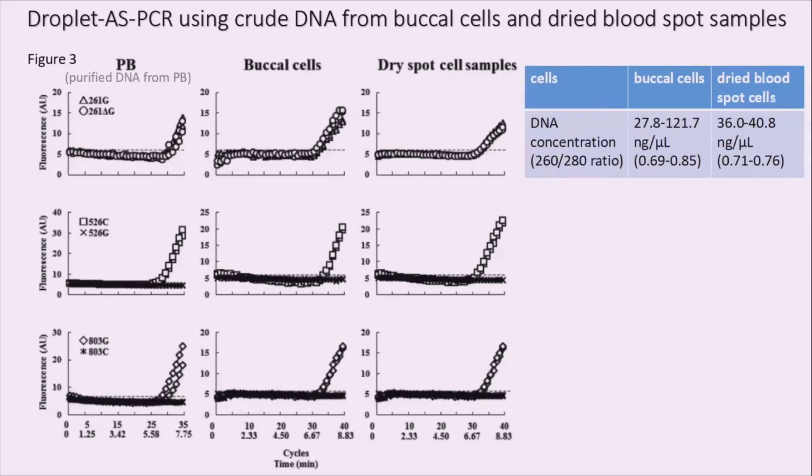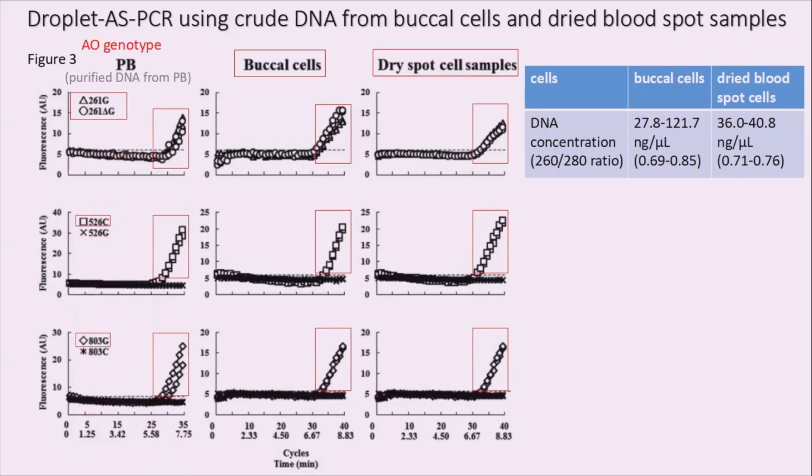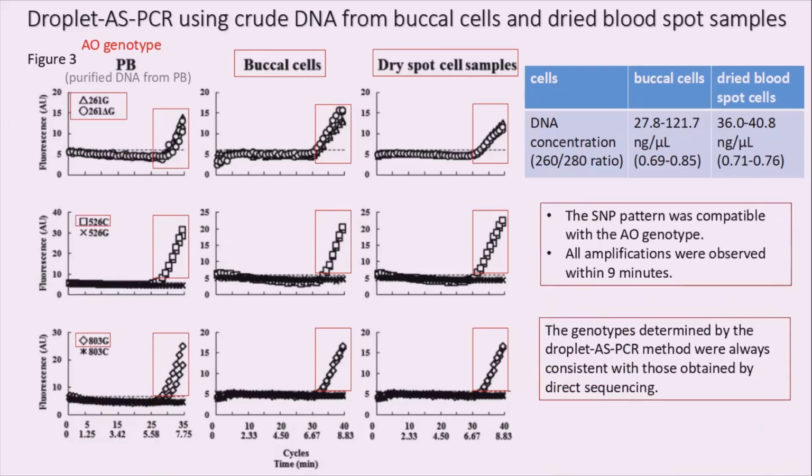A representative experiment with the AO genotype is shown in Figure 3. DNA concentration was shown here. The specific amplification for all 3 SNP loci using crude DNA from buccal cells and dried blood spot samples showed the same amplification as DNA extracted from PB. The SNP pattern was compatible with the AO genotype. All amplification was observed within 9 minutes. The genotypes determined by the droplet-based PCR method were always consistent with those obtained by direct sequencing.